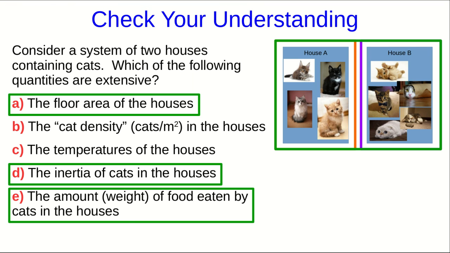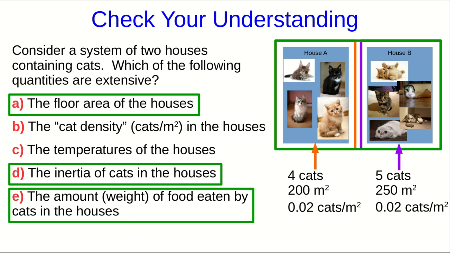The quantity you might have the most trouble with would be cat density. Students often have difficulty with densities, or indeed any quantity that's a ratio, so let's go through it in detail. Suppose one house has 4 cats in it and it's 200 square meters, and the other house has 5 cats and it's 250 square meters. You can do the division and hopefully see that the cat density in each house is 0.02 cats per square meter. Well, if this was extensive, then to get the total cat density for the system, we would add those together and get 0.04 cats per square meter.